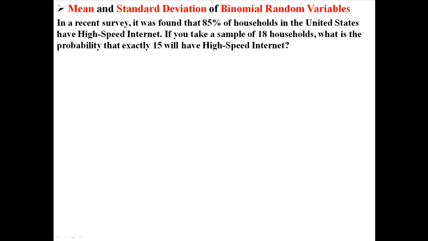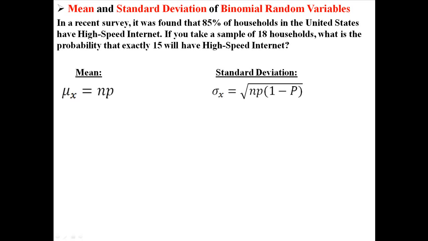I'm going to give you this example I had before, which says, in a recent survey, it was found that 85% of households in the United States have high-speed internet. If you take a sample of 18 households, what is the probability that exactly 15 of those households will have high-speed internet? Now, we're not really going to worry about that question at the end. That was for the last example. But what I do want to show you is how to find the mean and the standard deviation.